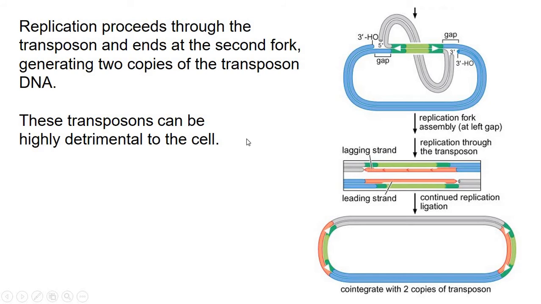These types of transposition, these replicative transpositions, are quite detrimental for the cell, because these jumping genes are autonomous genes. All kinds of transposition are detrimental to the cell, but here it's not only moving from one place to another, it also changes the genome size.